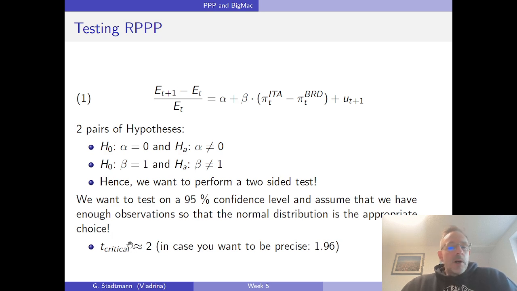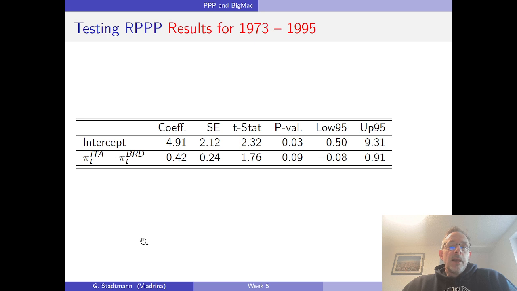So therefore, the critical t-value will be equal to 2. In case you want to be precise, it's 1.96, but a critical t-value of 2 is really sufficient in my course.